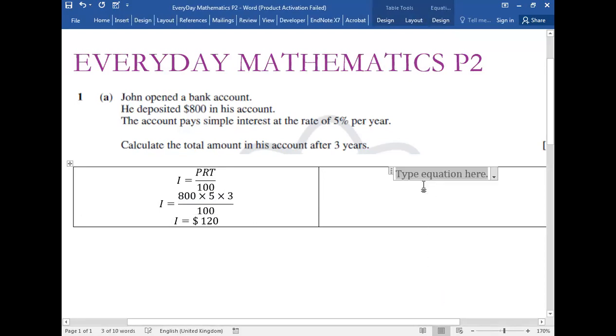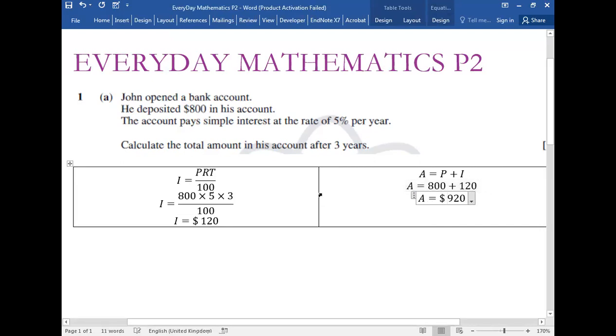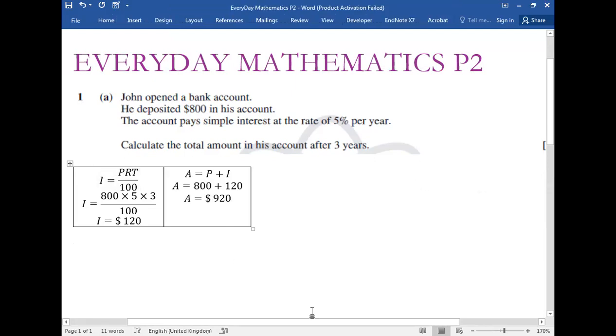Remember, this is the interest. The question is asking us the amount. Amount is principal plus interest. The original amount of money, which is 800 plus the interest. So the amount after 3 years he has is $920. I am telling you, for these questions, read the question carefully because the major part of these questions is comprehension. Calculations are relatively easy.